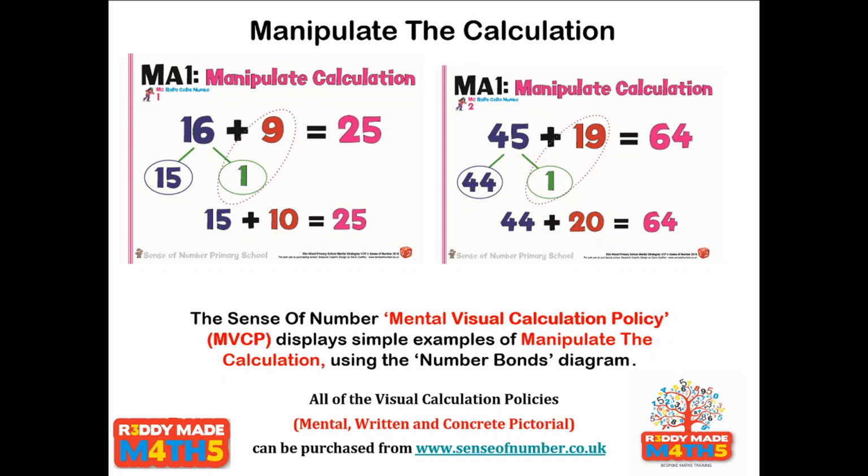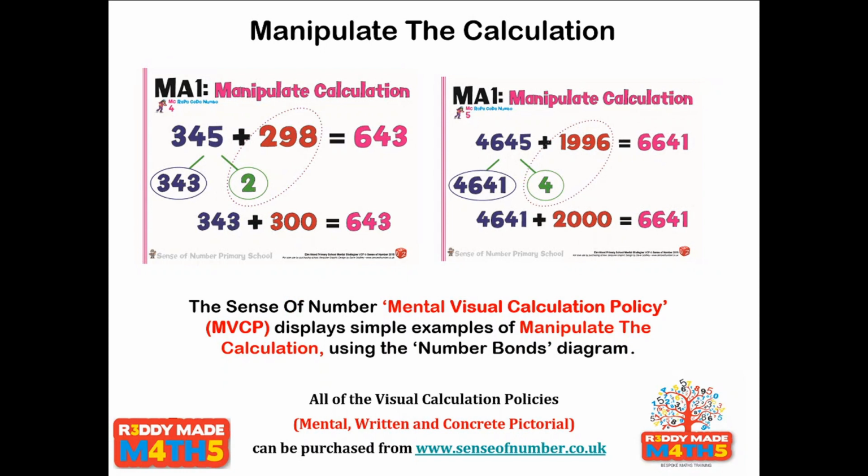16 plus 9, in effect, what we're going to do is pass one over and make it 15 plus 10, which you can see at the bottom of the screen. But we can also show it as splitting that 16 into 15 and 1. On the second one, 45 add 19, we can show it as the 45 being 44 and 1, or we can just pass that one over and it becomes 44 add 20.